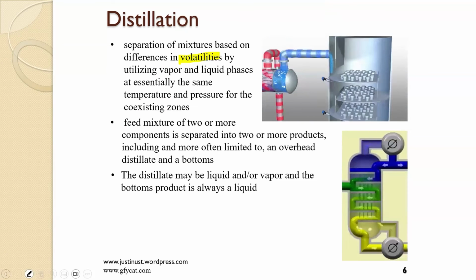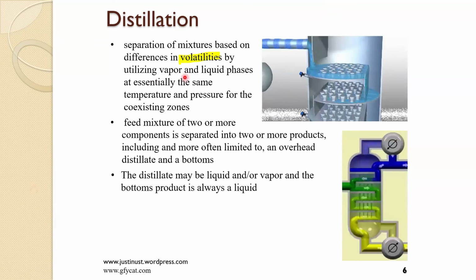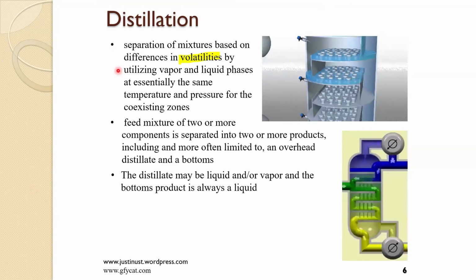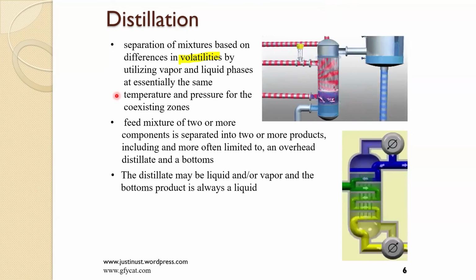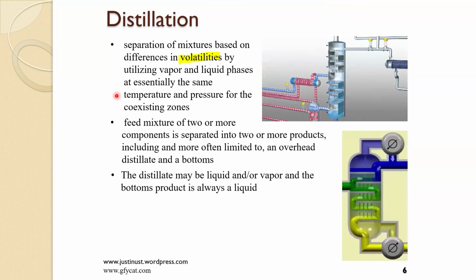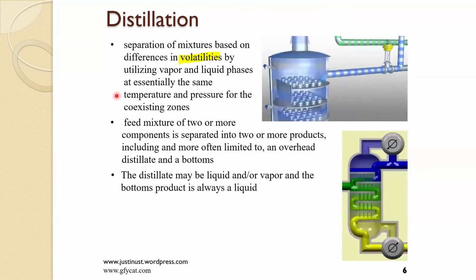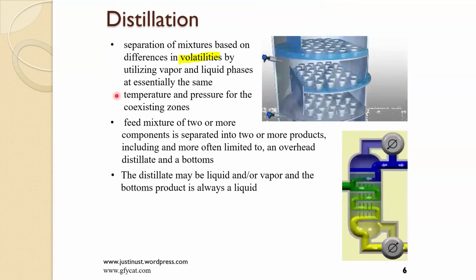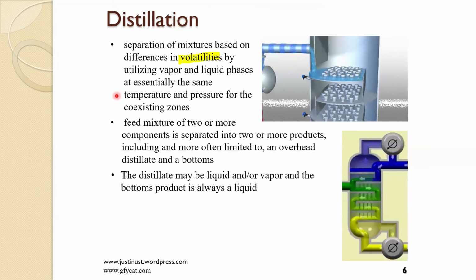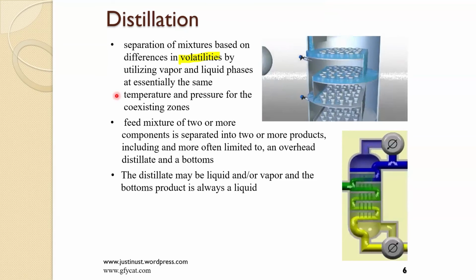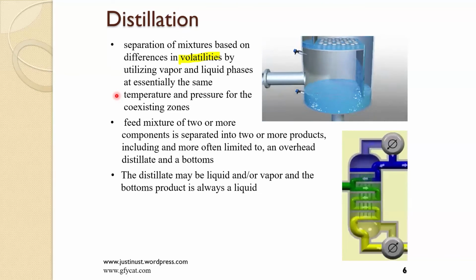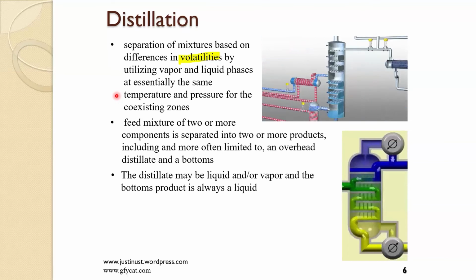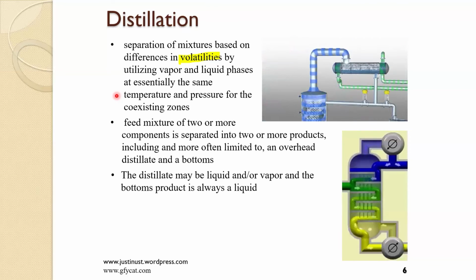So it says here, by utilizing vapor and liquid phases at essentially the same temperature and pressure. So of course, if you are operating at the same temperature and pressure, and it's a mixture of more than, let's just say more than two liquids or more than two components, the lightest of the component will volatilize first.